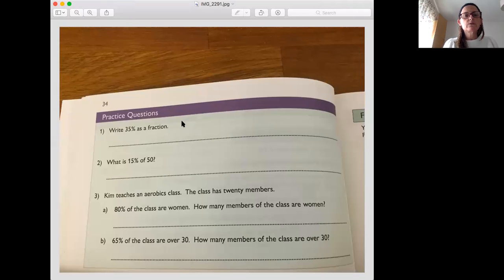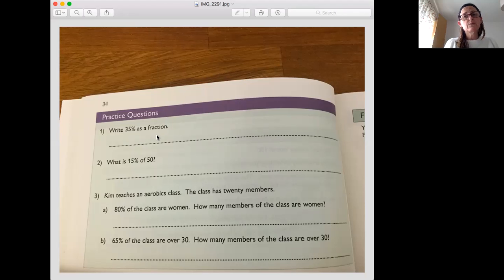So what I suggest we do is that we are going to look at questions 1 to 3. We're going to work through 1 and 2, and you can work through 3. Okay. So the first question that we're going to look at is write 35% as a fraction.